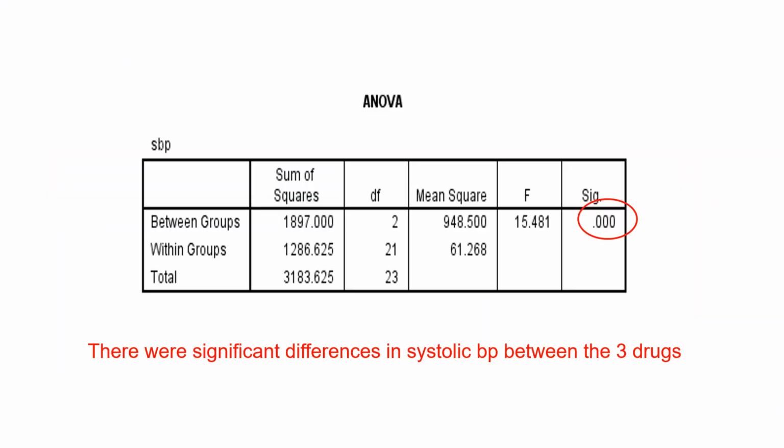The test statistic is known as the F-test, derived from dividing the mean square between groups by the mean square within groups. The p-value for the test is significant. It is less than 0.05, which means there were significant differences in systolic blood pressure between drug types. But it does not specify in which drugs the differences lie. This is addressed by doing your post-hoc analysis or multiple comparisons test.